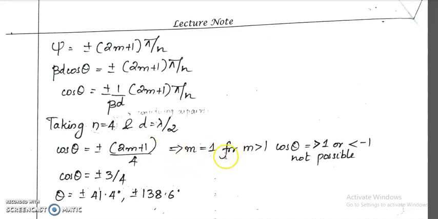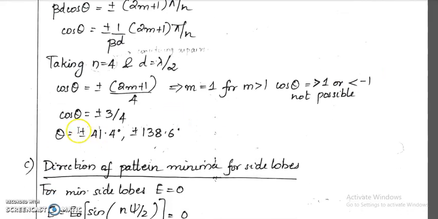The reason is that for m greater than 1, you will get cos theta greater than 1 or less than minus 1. That is not possible in a practical case. So when we substitute m equal to 1, you will get cos theta equal to plus or minus 3 by 4. From that, you will get theta equal to plus or minus 41.4 degree and plus or minus 138.6 degree. So you got the grating law.